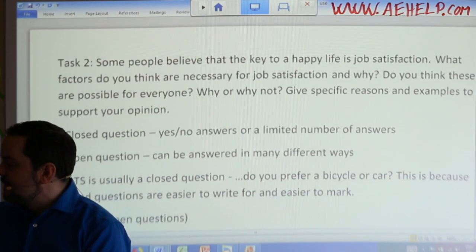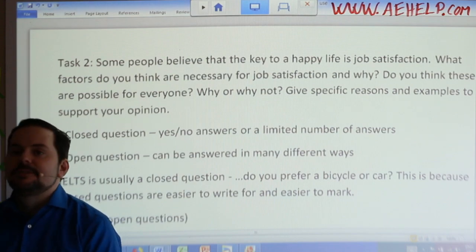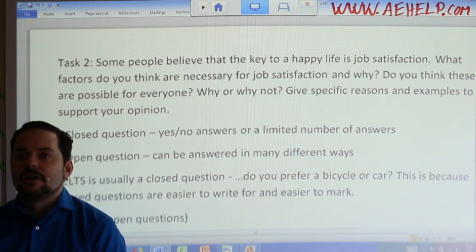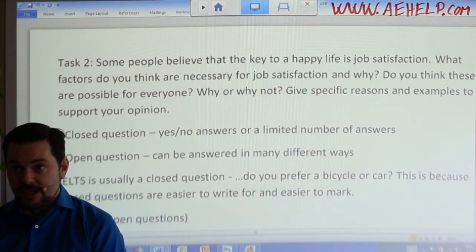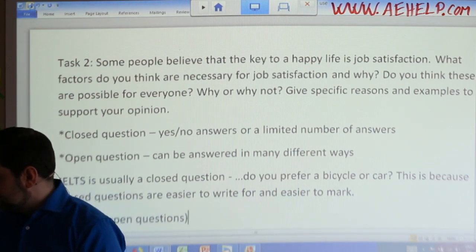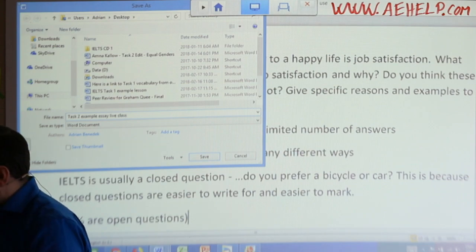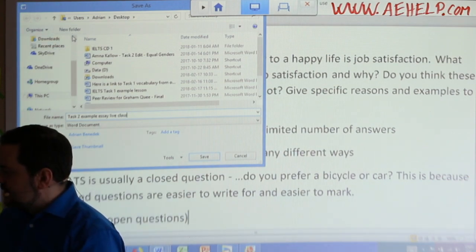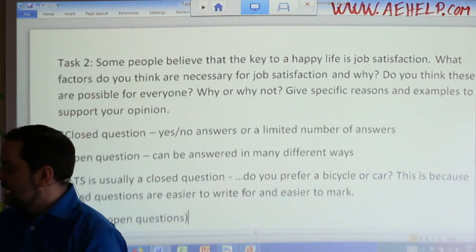So going back to our task 2 here, some people believe that the key to a happy life is job satisfaction. What factors do you think are necessary for job satisfaction? Is this task 2 that we're looking at right now, is this an open question or a closed question? So is this task 2 that I'm showing you today, is it an open or is it a closed question? Yeah, it's an open question, and I'm doing that on purpose.